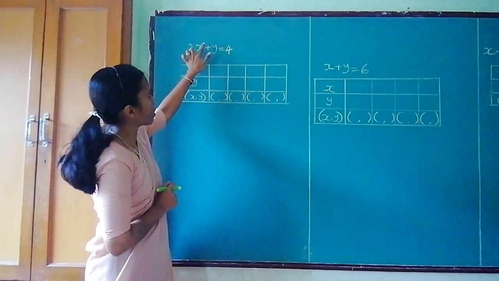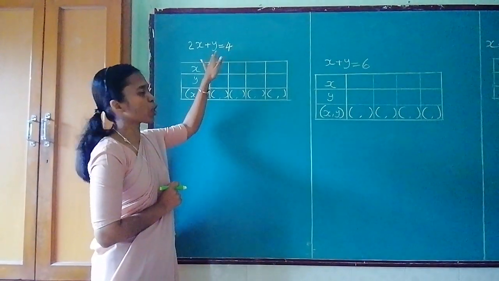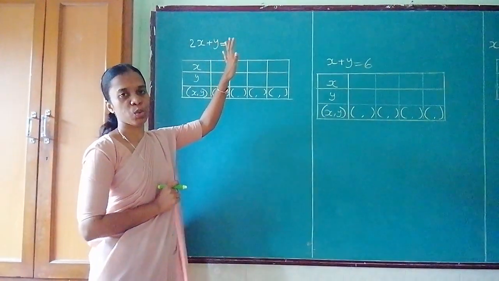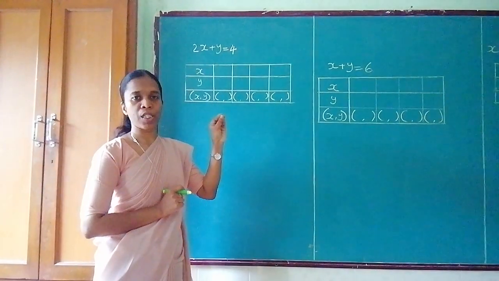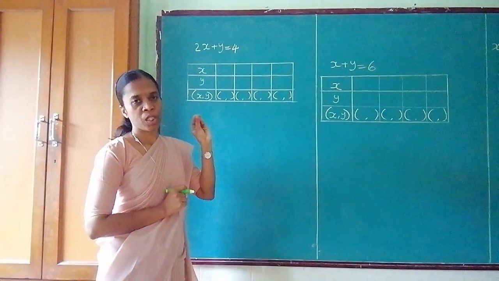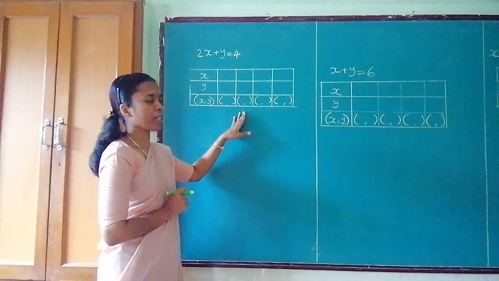You also have the degree of variables 1. So this is an equation in two variables. Okay? How do we solve it? By graphical method. When we are solving it by graphical method, the first thing, draw the table.